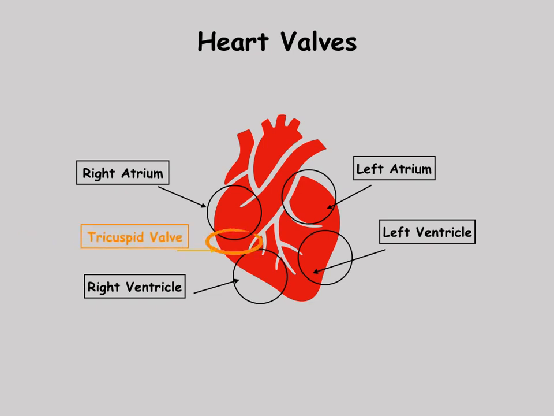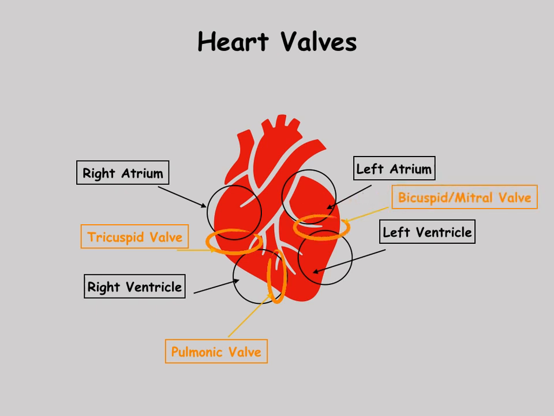The tricuspid valve separates the right atrium and right ventricle. The pulmonic valve separates the right ventricle from the pulmonic artery. The mitral/bicuspid valve is between the left atrium and left ventricle. And the aortic valve separates the left ventricle from the aorta.